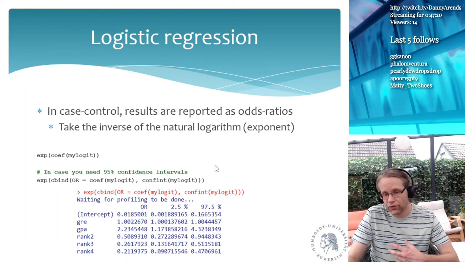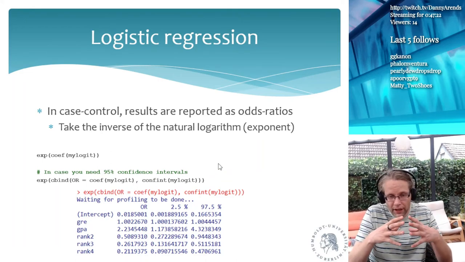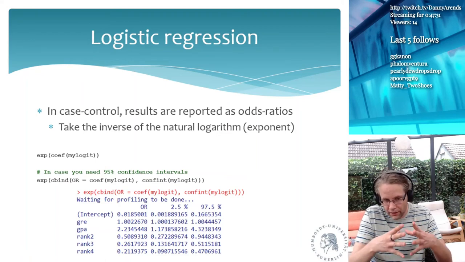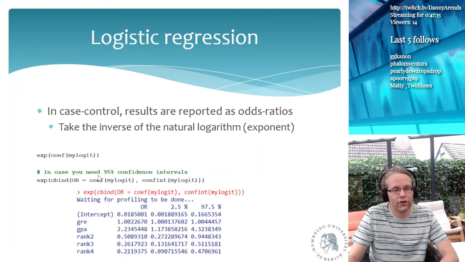Right, so that's the case control. In case controls, we generally prefer to mention things as odds ratios instead of just beta estimates. So we can take the exponent of the coefficient, and then we get the odds ratio.